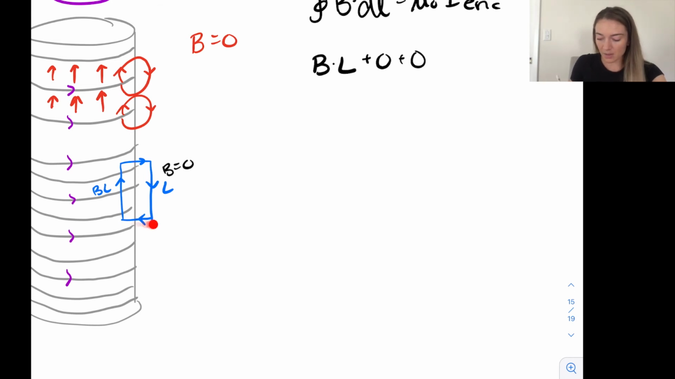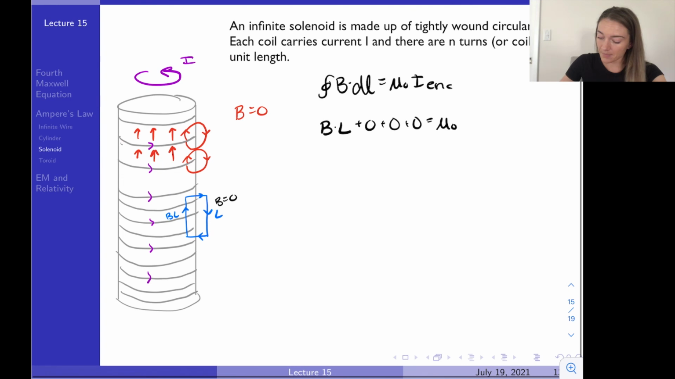And then the same thing down here. Our line of integration is perpendicular to the magnetic field, so the dot product will give us 0. So we have another 0, and we're left with just that one contribution from B times L. So now this is going to be equal to mu naught, and now the I enclosed here.